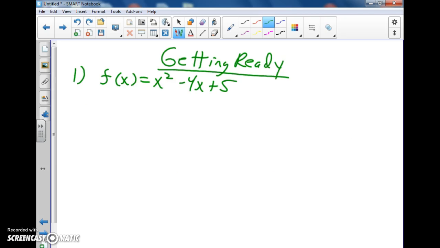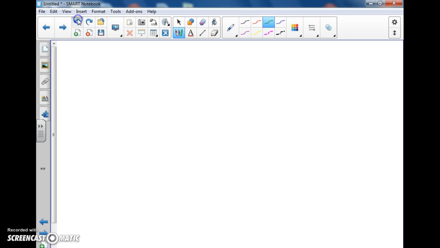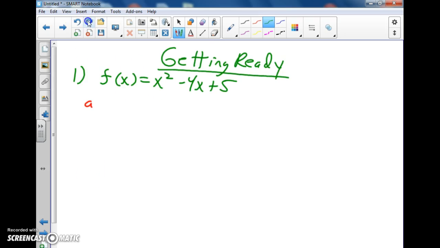All right, so this is what we're getting ready. Here's the first thing. It says, f of x is x squared minus 4x plus 5. And they ask you this question: how much is f of 2? What you do to get f of 2 is take that 2 and put it in for x. There, and there, and there, right? Making sense? That's all you're doing.